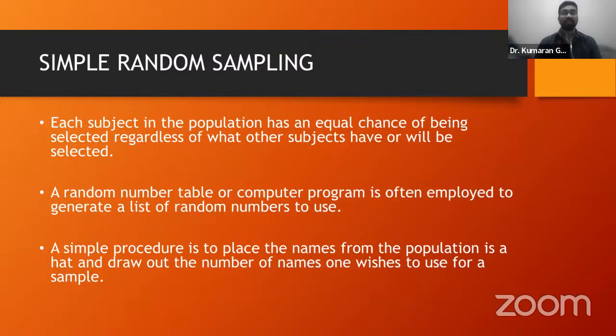Not only that, the simple procedure is to place the names from the population in a hat and draw out the numbers or names one wishes to use for the sample. So it's very random. We can choose anyone from the population, just pick like that, and use them as a sample.